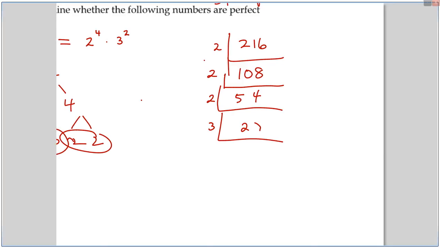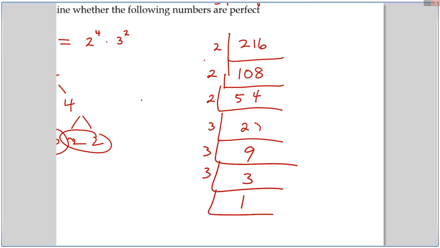So 27, we already did 27. It becomes 9. Divide by 3 again, you get 3. Divide by 3 again, and you get 1. Once you're at 1, now you know you can stop. And these are all the primes. There's a triplet of 2s, and there's a triplet of 3s. So this is a perfect square or a perfect cube?